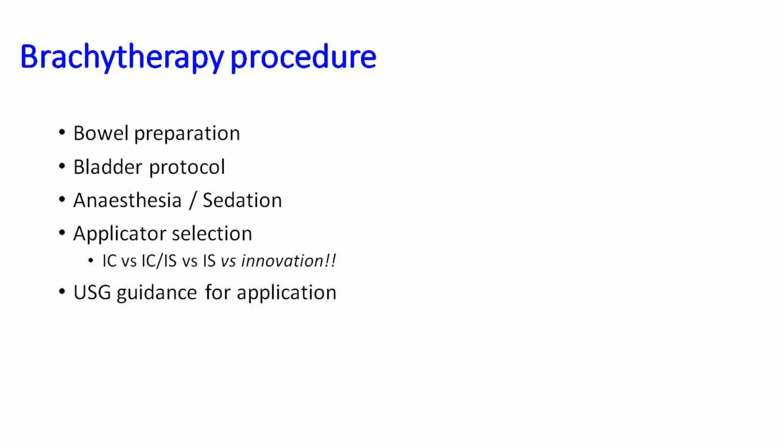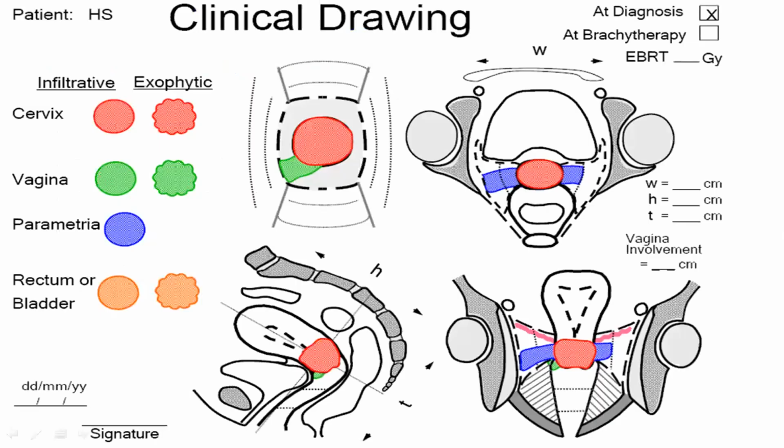In your brachytherapy courses to come, you have to have a clinical drawing of what your tumor is, at diagnosis and at every brachytherapy procedure. So you have brachytherapy one, brachytherapy two, or even up to four, whatever schedule you are using, and you have to properly mark what your clinical findings are. This is your first imaging, and you have to properly record it.